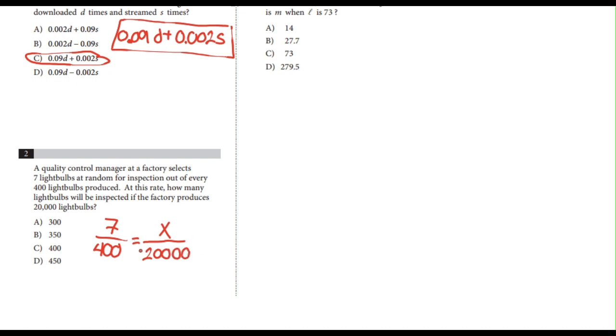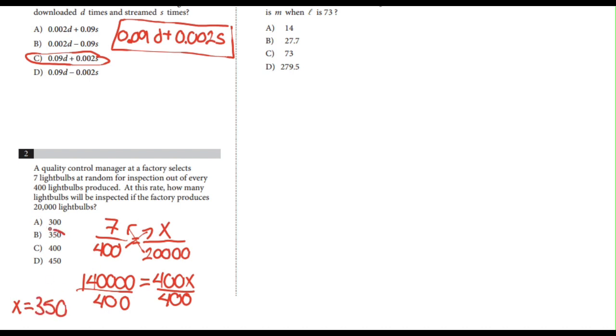In order to solve for x, we can cross multiply. 7 times 20,000 is going to be 140,000. And 400 times x is 400x. To get x by itself, we're going to divide each side by 400. And then finally, we'll get that x equals 140,000 divided by 400, which is going to be 350, which will be answer choice B.